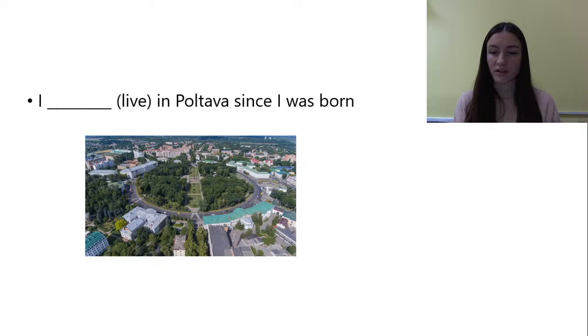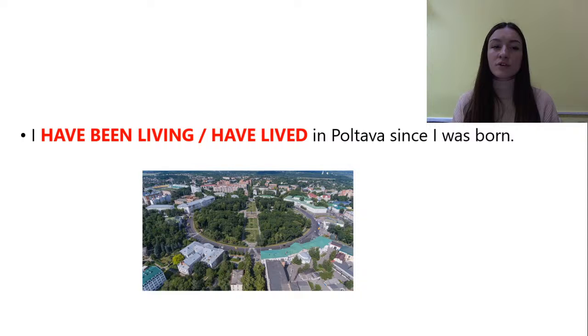I see David has given the correct answer. Right. So we need to use the present perfect continuous, the action which started in the past and continues up to present. And the correct structure is have been living. I have been living in Poltava since I was born. I can also say I have lived in Poltava since I was born, which is correct as well. But both mean that I haven't finished yet.